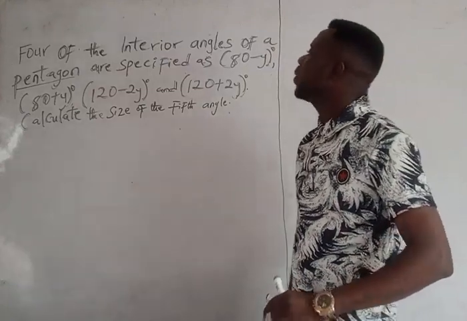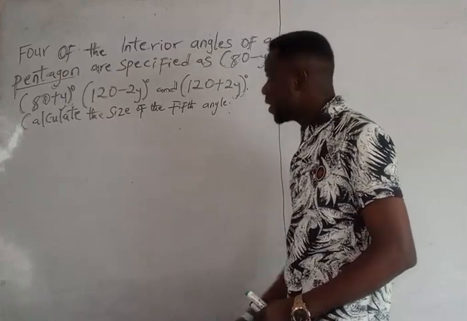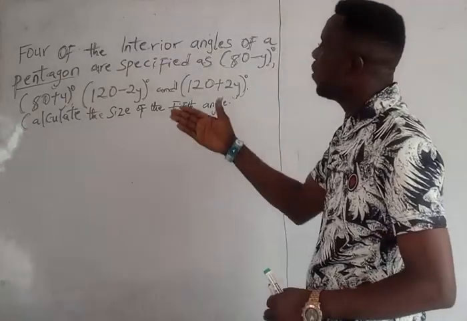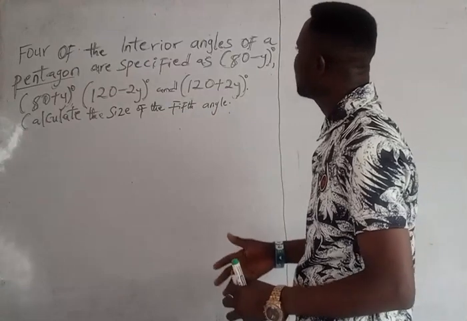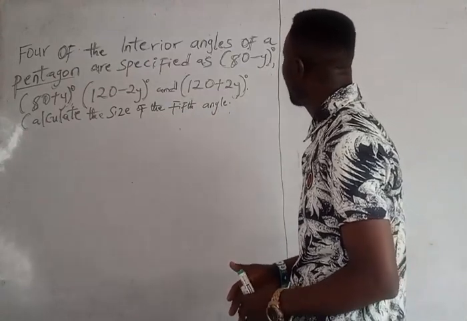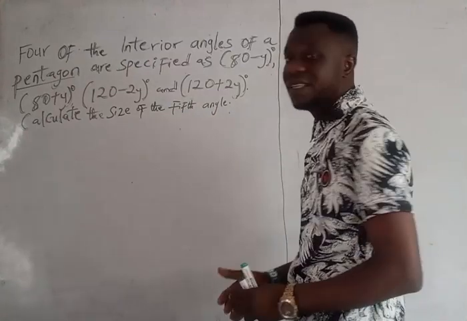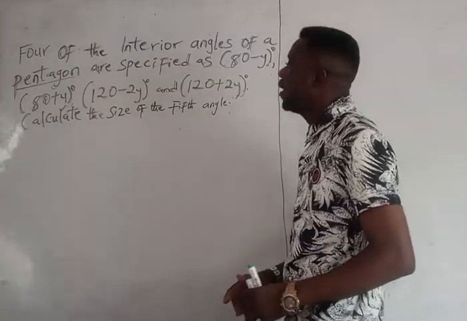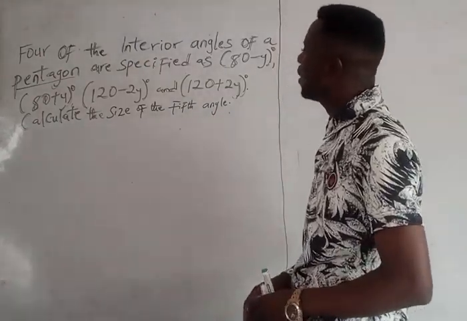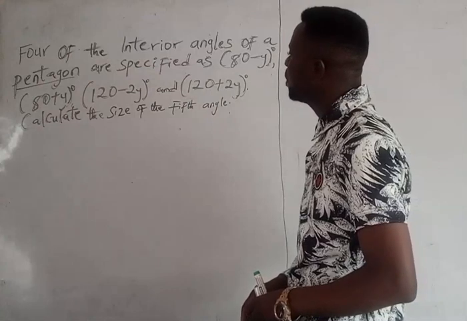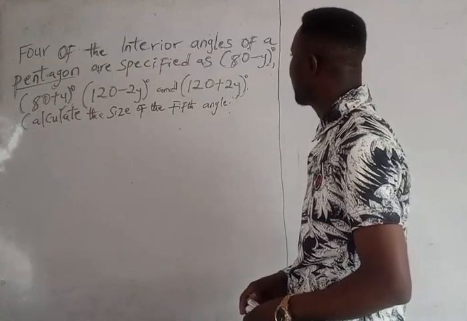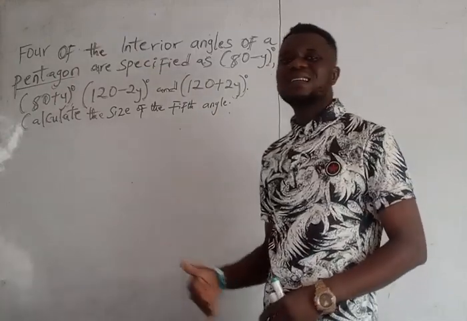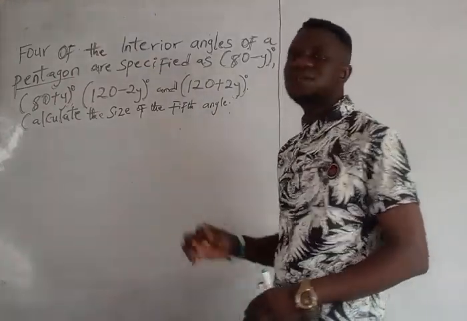Alright, we have a question before us today, and the question is: four of the interior angles of a pentagon are specified as (80 - y) degrees, (80 + y) degrees, (120 - 2y) degrees and (120 + 2y) degrees. Calculate the size of the fifth angle.